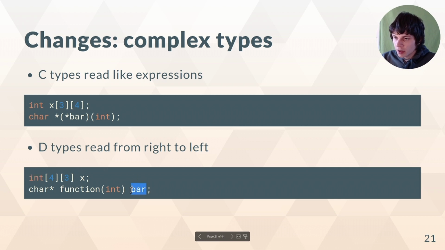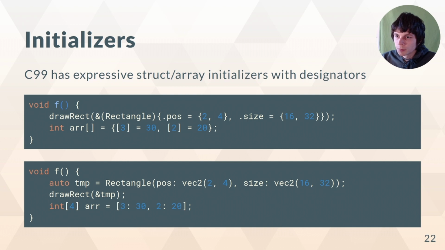And bar is a function pointer taking an int and returning a char pointer. If you don't know how to convert between the two, don't worry, stay tuned. In a few slides I'm going to present my tool which will do it for you.